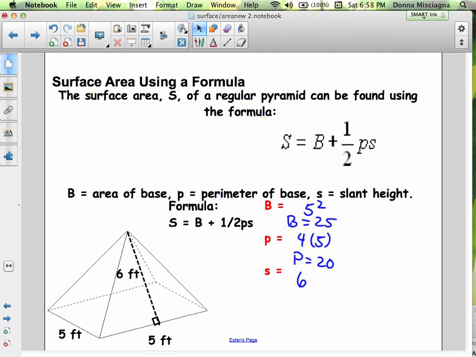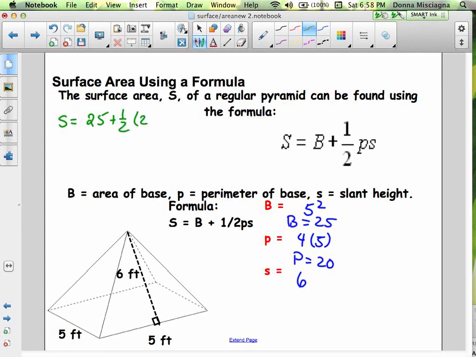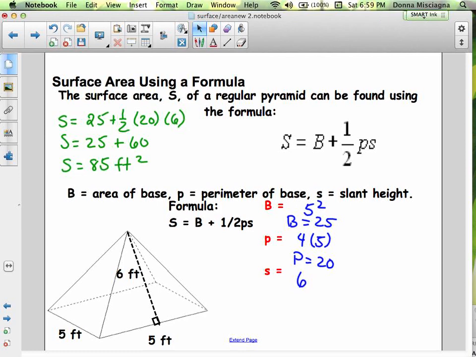All right, so let's find our surface area, and I'm going to solve this over here on the left-hand side. Our surface area would be the area of our base, which is 25, plus 1/2 times 20 times 6. This one I believe is in your notes. Actually, all 6 examples that I'm going to do are in your notes. Plus half of 20 is 10 times 6 is 60. So our surface area is 85 feet squared. And there's problem number 1 done. Ready for the next one.